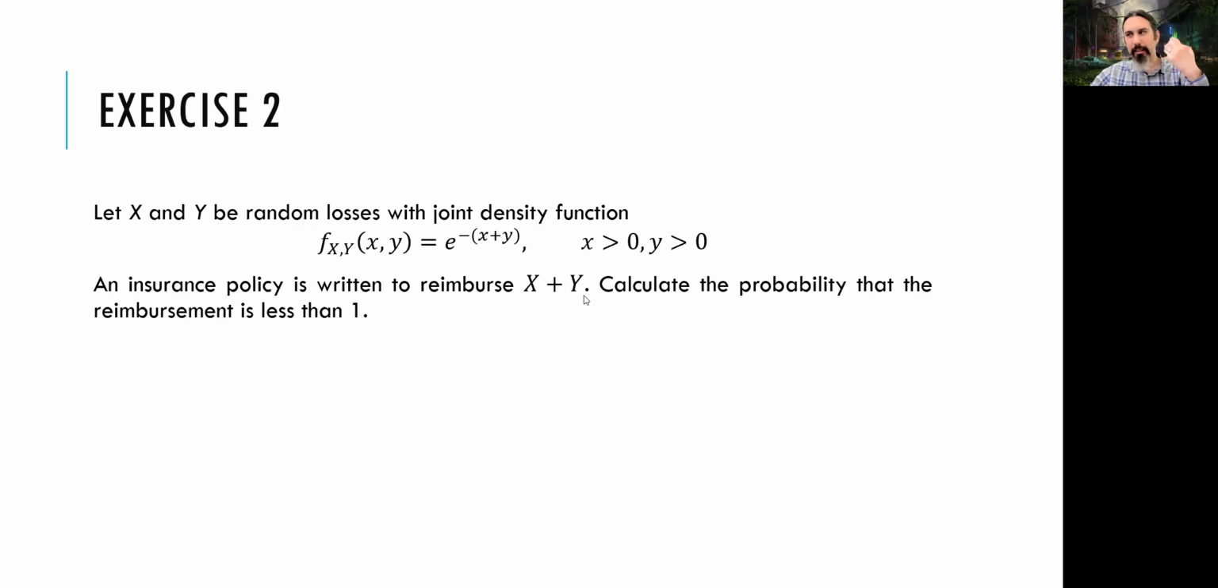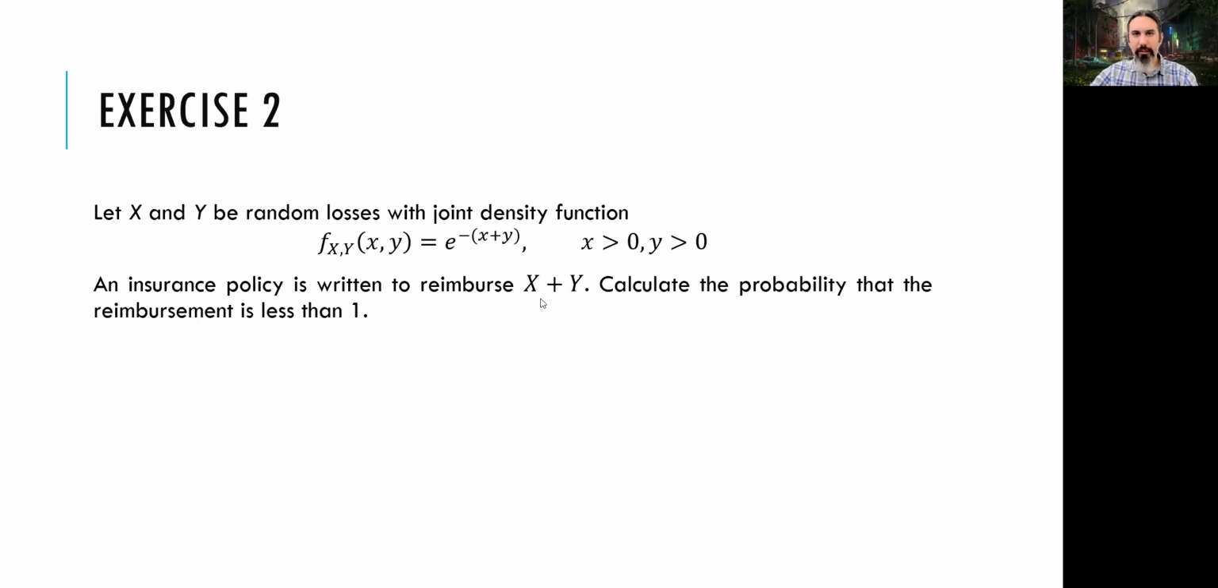If there's something wrong with this, let's say an item or something else, you're going to get x plus y. Calculate the probability that the reimbursement is less than 1. Now, the reimbursement value is x plus y, so it's asking us to find the probability of x plus y being less than or equal to 1.